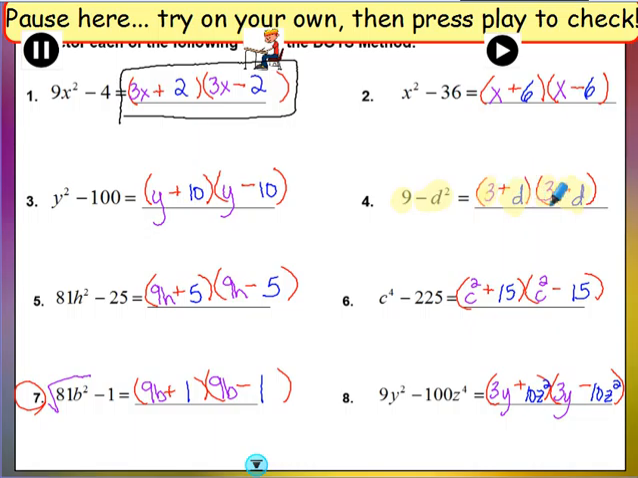The square root of the first term must always come first, followed by the square root of the second term in each factor. Here, check to see if you have 9h and 9h to get that 81h squared, and then 5 and negative 5. Here, check to see if you remembered this c squared. It's not just c times c, it's c squared times c squared that would yield c to the 4th, and then 15 and negative 15. We had answered number 7 already, and check the hardest one on the page. 3y times 3y would give us 9y squared, and then check to make sure you didn't forget this exponent either. 10z squared and negative 10z squared would give us negative 100z to the 4th.